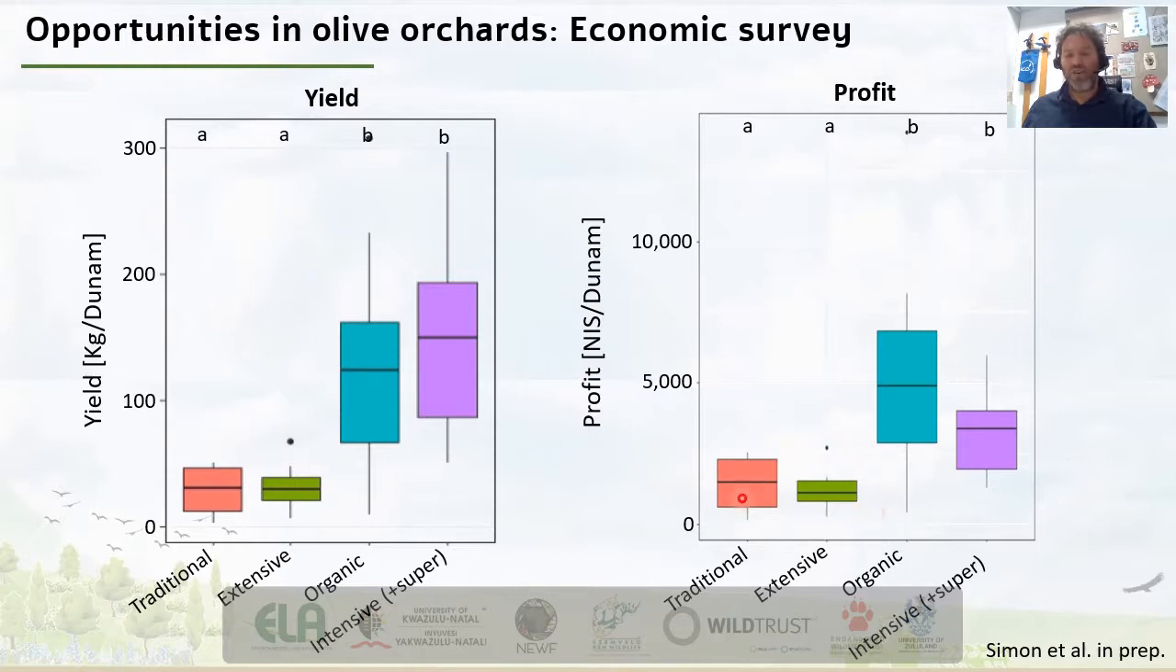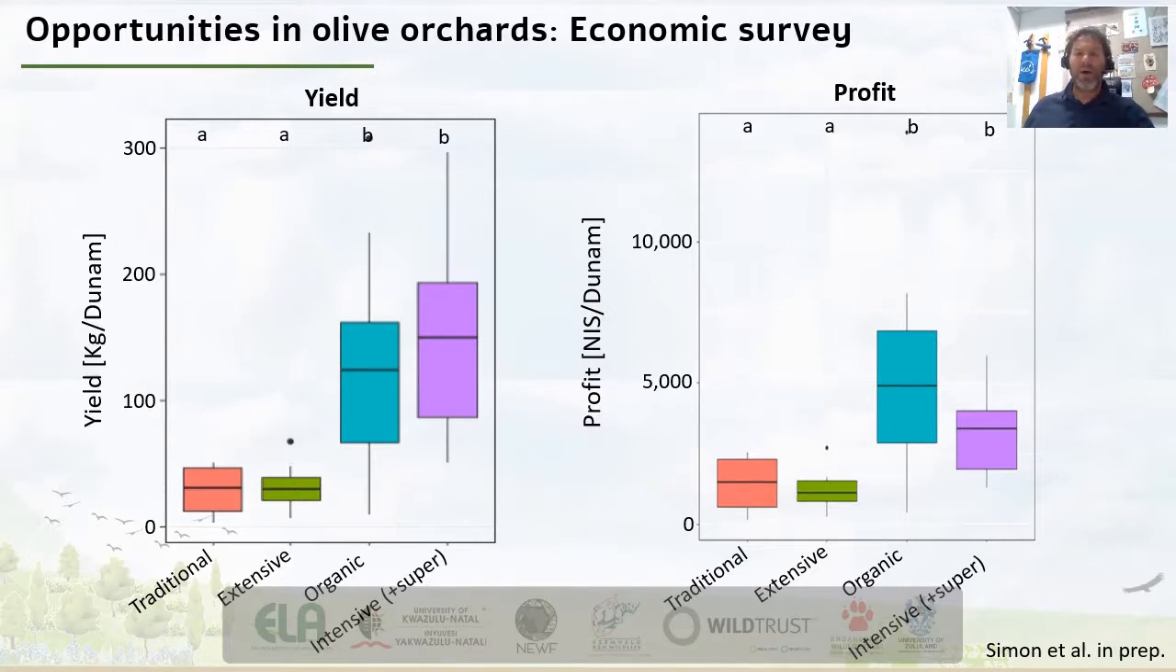Again, almost no profit for traditional and extensive, but for the organic, because the product price is higher, the profit for the farmer is higher. So if you're doing organic, you're earning much more than in the intensive and super intensive plots. And again, it's important to flag that the traditional and extensive have almost no profit, especially the extensive. In some cases, they even lose money.